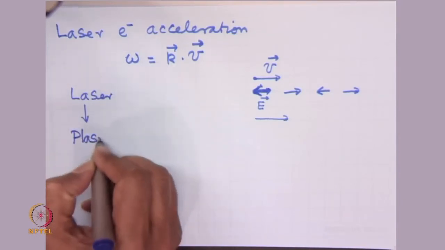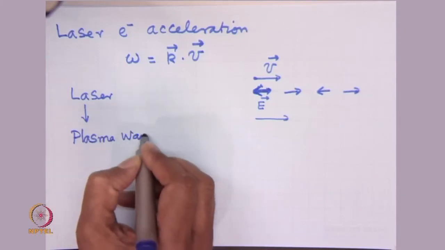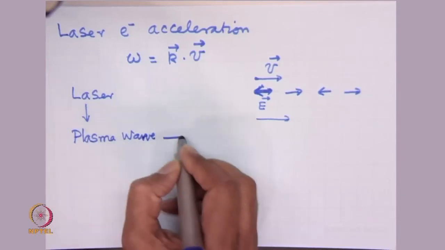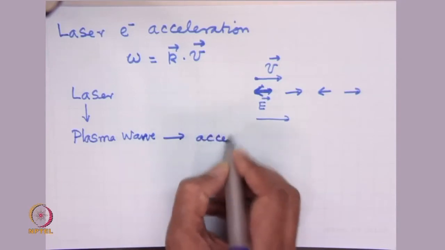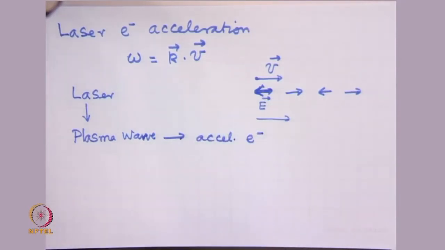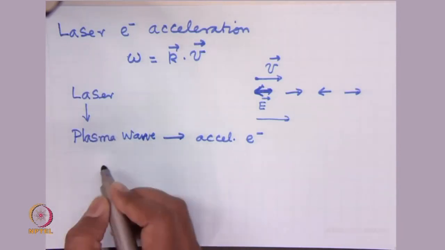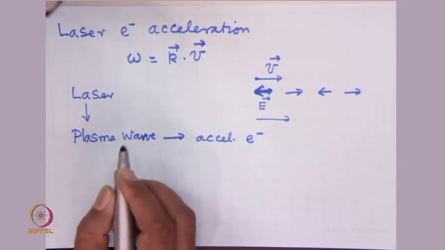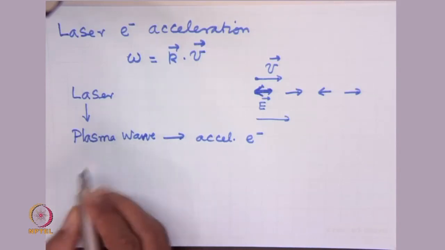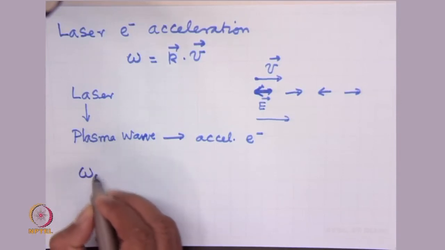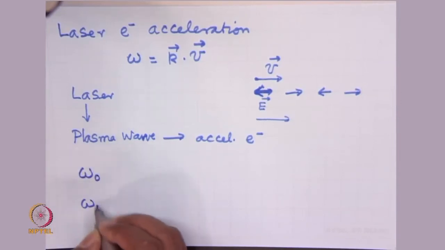by some process, and this wave then accelerates electrons. This wave can do this job. How will this laser excite a plasma wave? Just now I discussed the Raman scattering process, in which a large amplitude laser was exciting a plasma wave and a sideband electromagnetic wave. But I am saying here, rather than sending one laser, you may send two lasers. So send two lasers of frequency omega 0 and omega 1.